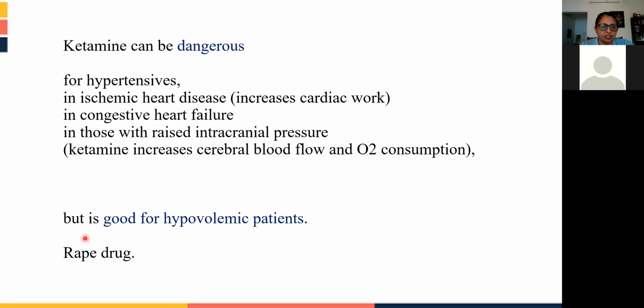And this ketamine is one of the drugs that is used as a rape drug. It is used in many rave parties. So the girls will be given this ketamine. It is given in a sub-anesthetic dose, so the girl will not be knowing anything. So it is used for rape, as a rape drug. So that is ketamine.